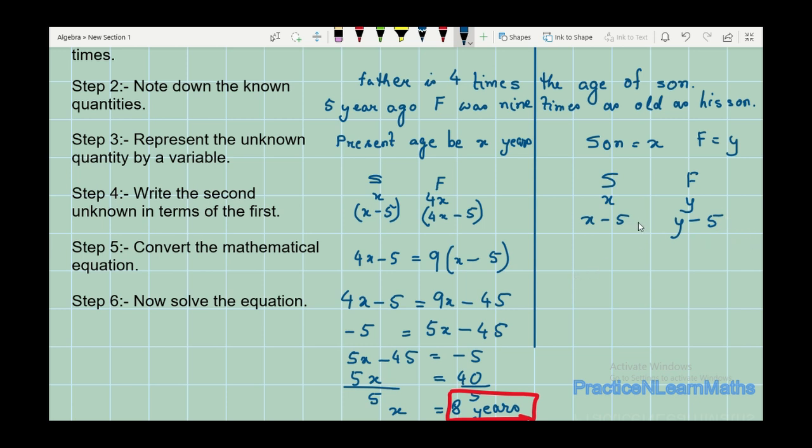Now, we need to convert to the mathematical equation. Since there are two unknowns, we need to have two equations, because you know that with two unknowns, there should be two equations. So father is 4 times the age of the son. So y is equal to 4x. That is one equation. And the other equation is 5 years ago, father was 9 times the age of the son. So y minus 5 is equal to 9 times x minus 5.